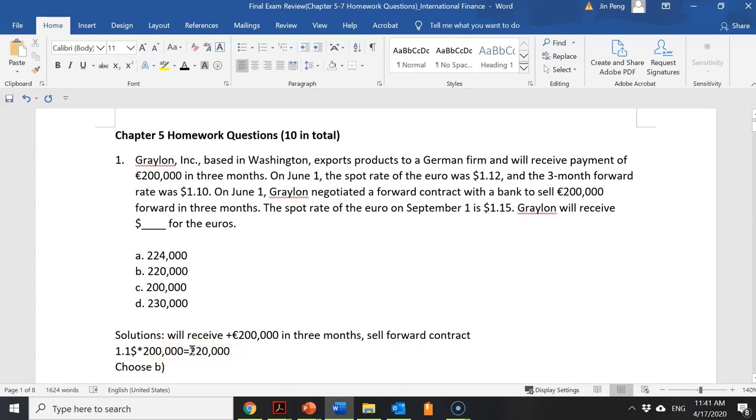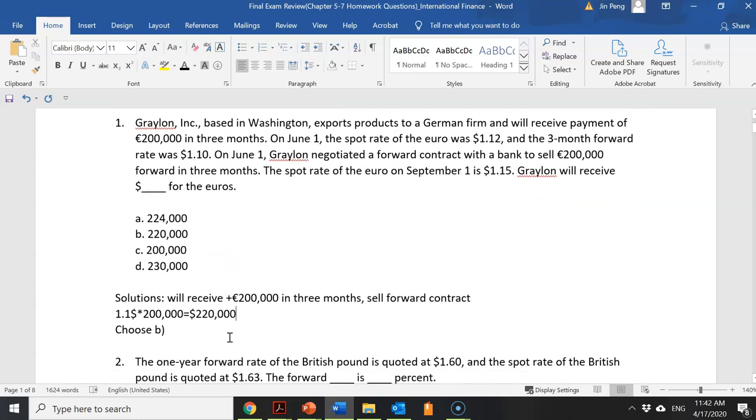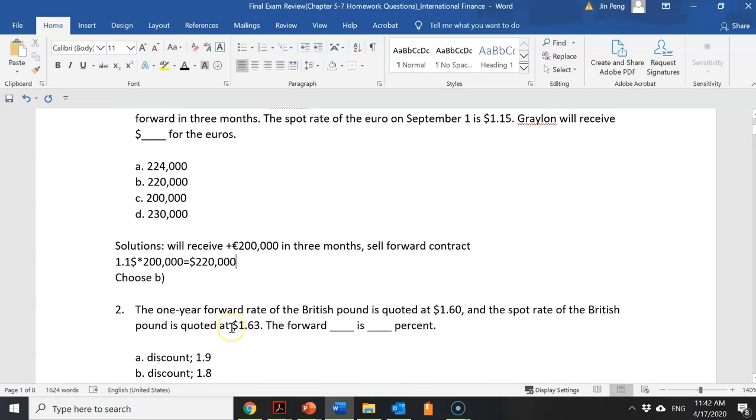Okay, so we know we would have $220,000 dollars received, and we should choose option B. Okay, so we're covering our exchange rate risk here by selling a forward contract, so we can make sure we can sell the accounts receivable after 3 months at a fixed rate 1.1. Okay, this is question 1.